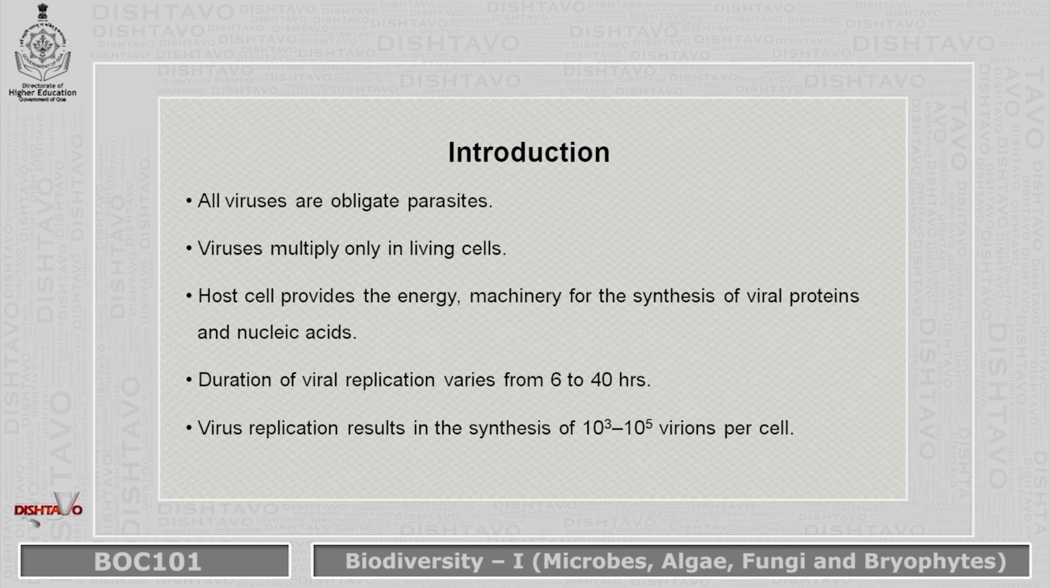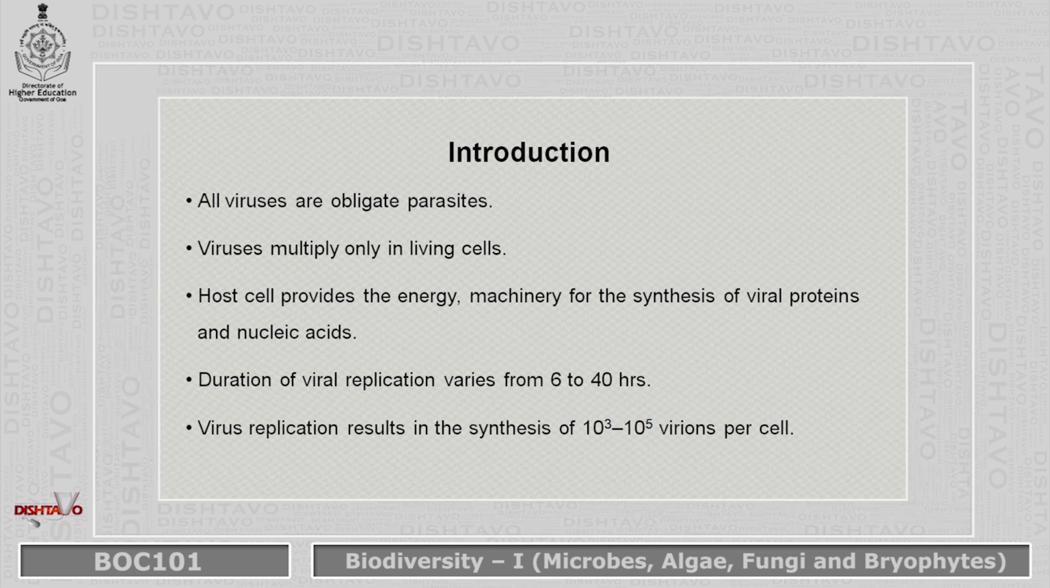All viruses are called obligate parasites. Obligate parasite means they do not have the machinery to produce energy and enzymes required for viral replication. So they depend on the host to complete their life cycle. The viruses can multiply only in living cells. They exist in particle state outside the host.